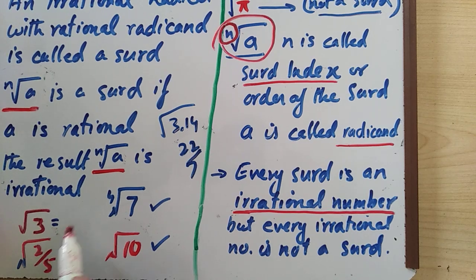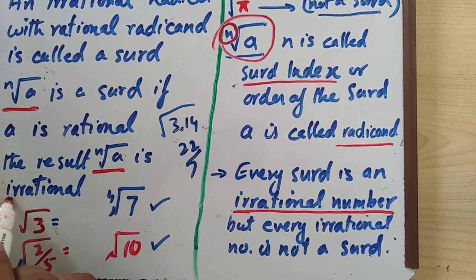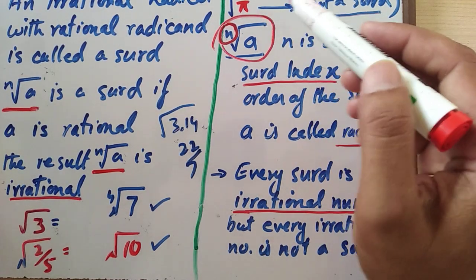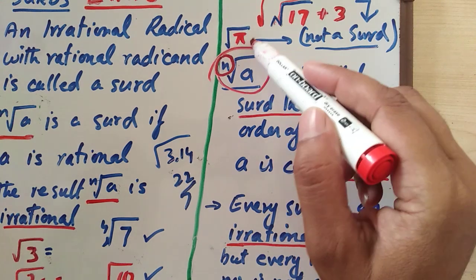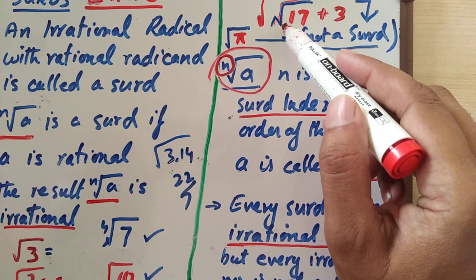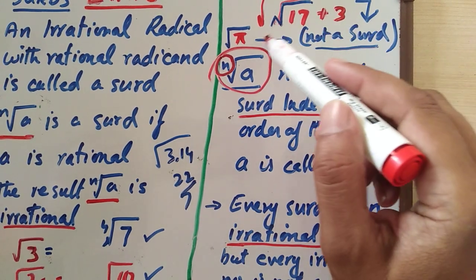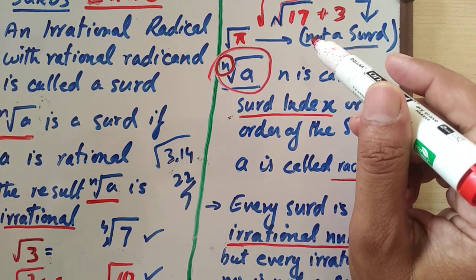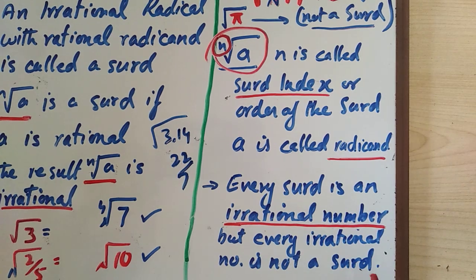We have mentioned this in all these examples and even in the definition. But every irrational number is not a surd. That means in this example, when we are getting an irrational number, you cannot again convert it to another surd, because when you take a root, it will not be considered a surd, right? So every irrational number is not a surd.